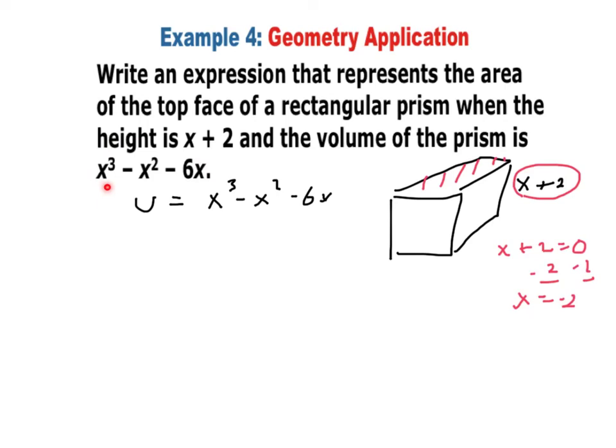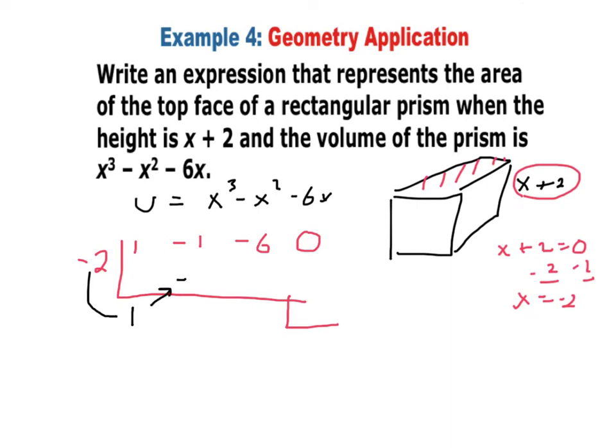Okay, so let's take that and set it up in our synthetic division. So it's going to be negative 2 right there. We're going to go 1, negative 1, negative 6. Now, I'm going to put a placeholder for the constant there, because down below that is my remainder. Okay, so now let's step through this. I drop down the 1. Negative 2 times 1 is negative 2. Now we're going to add down: negative 1 plus negative 2 is negative 3.